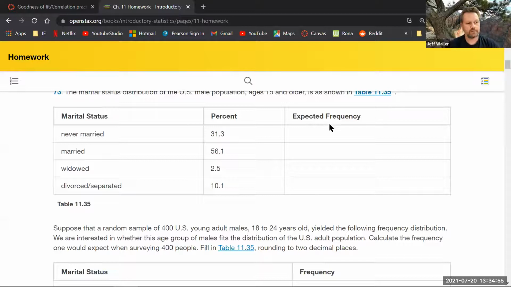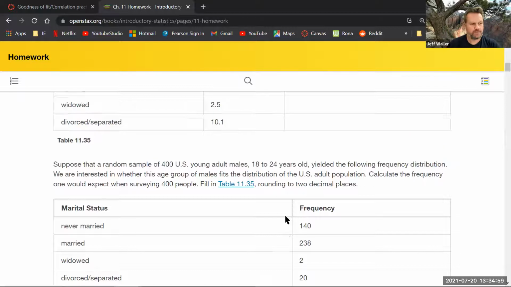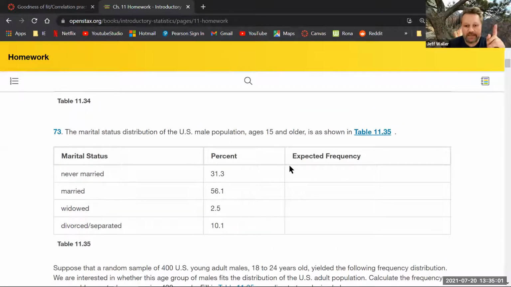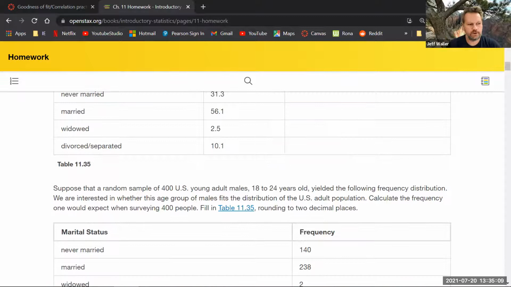So neither one of these is your table. This is how to figure out the E's, the expected, and here they give you the O's, the observed. So you make your table using both of this information. Does that make sense? Neither one of those is the table. It's just information.